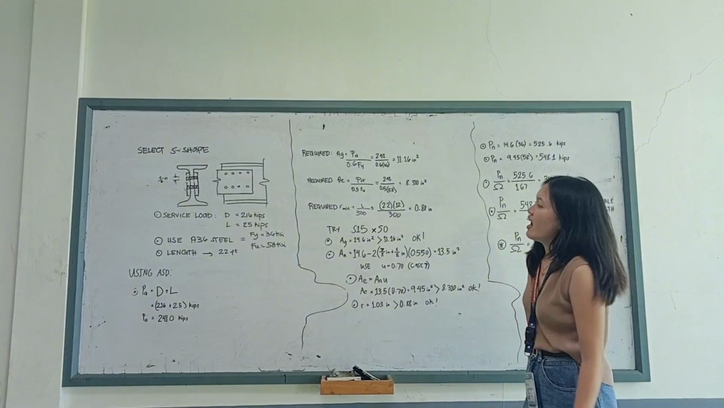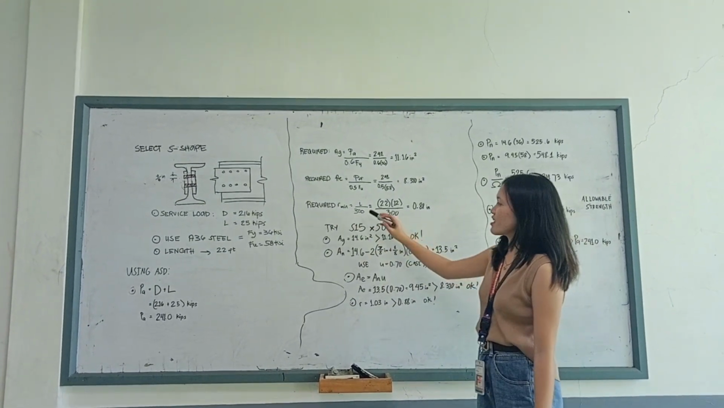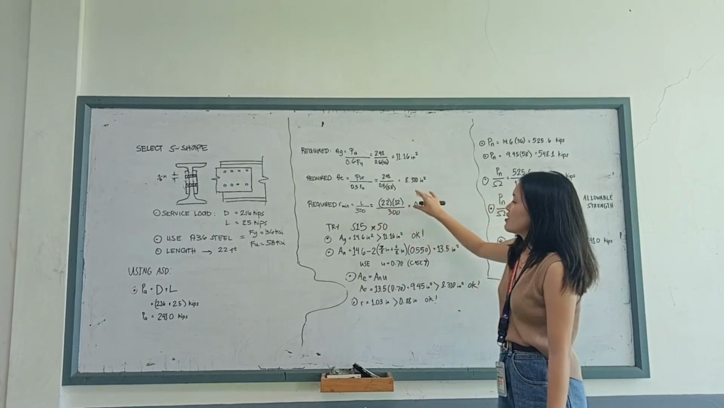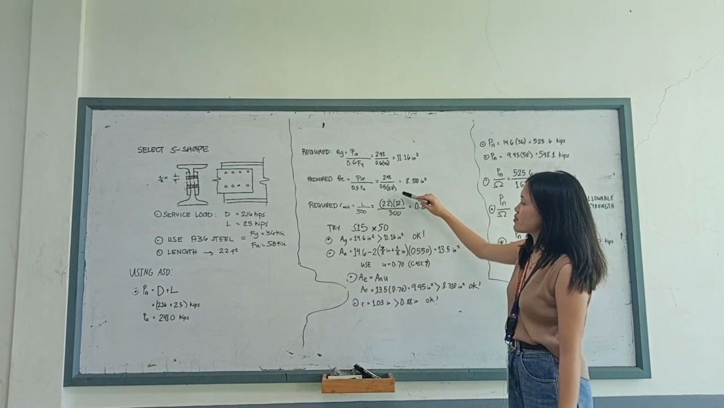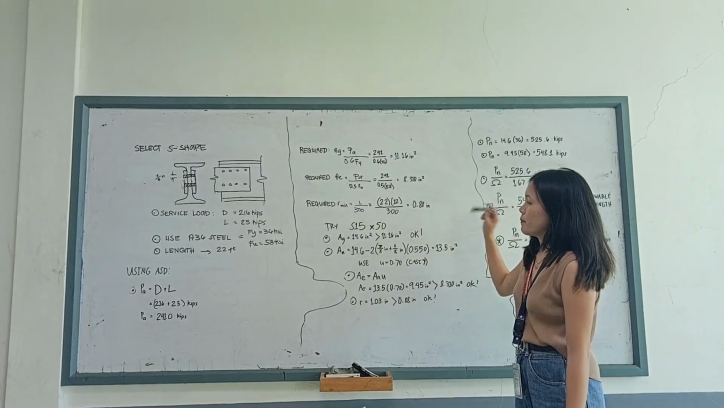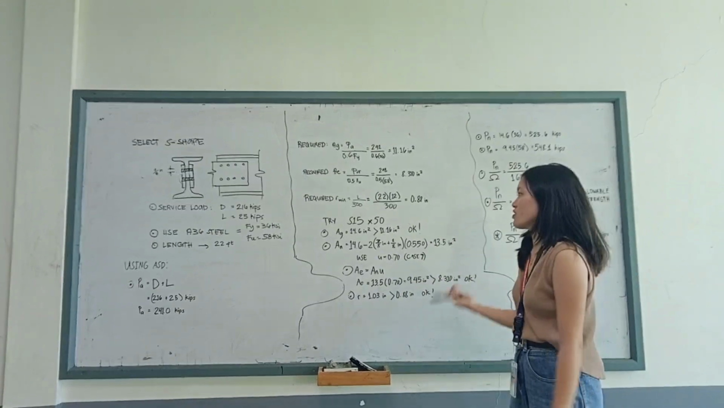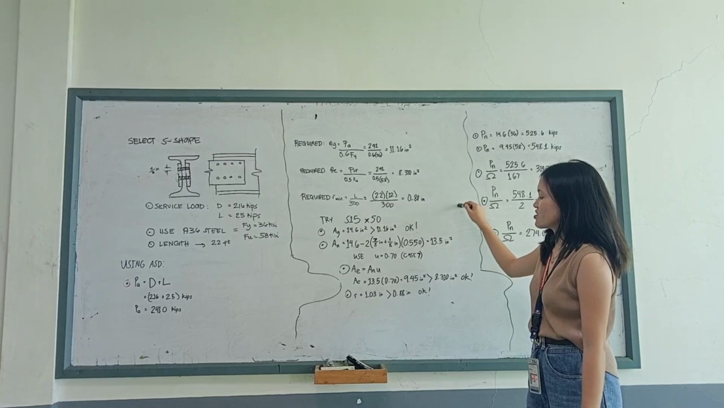So, 241 over 0.5 times 58 is equal to 8.31 inches squared. The required slenderness is the length of our member over 300. The length is 22 feet, so we need to multiply it by 12 to convert it into inches. So our required minimum slenderness is 0.88 inches.